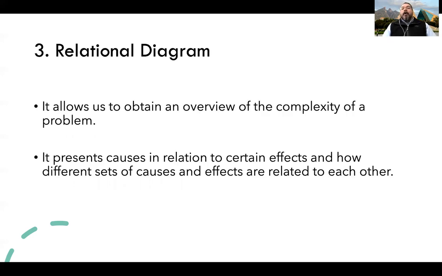Then we are going to the relational diagram. It allows us to obtain an overview of the complexity of a problem. It represents causes in relation to certain effects and how different sets of causes and effects are related to each other. So we began with a brainstorming, then we group those ideas, and now we're going to relate them to express which of those ideas causes the other.